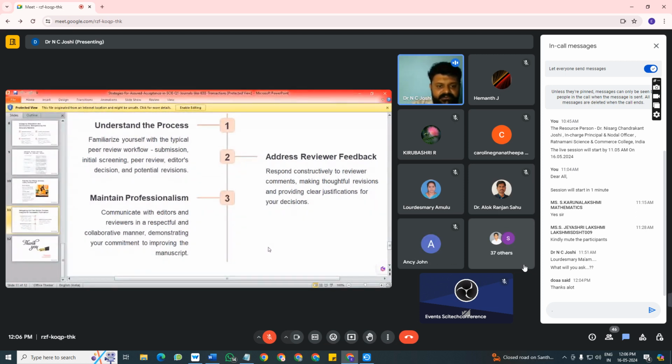And maintain professionalism. Communicate with the editors and reviewers in a respectful and collaborative manner, demonstrating your commitment to improving the manuscript. Whenever you present or publish your research work, at that stage you have to maintain your professionalism. You are not any other person. So you have to communicate with the editor and the reviewer in a respectful and collaborative manner, demonstrating your commitment to improving the manuscript.